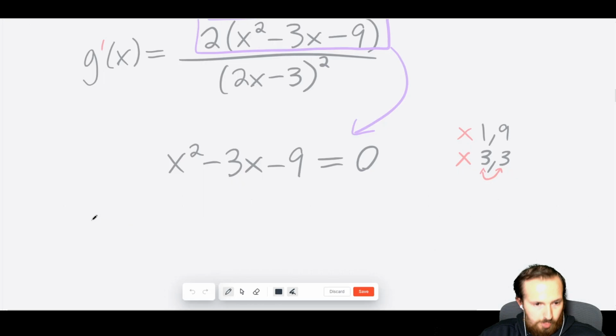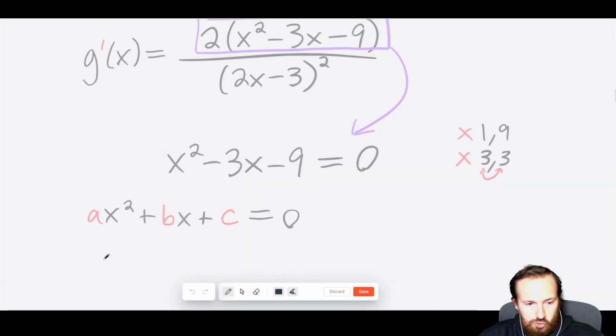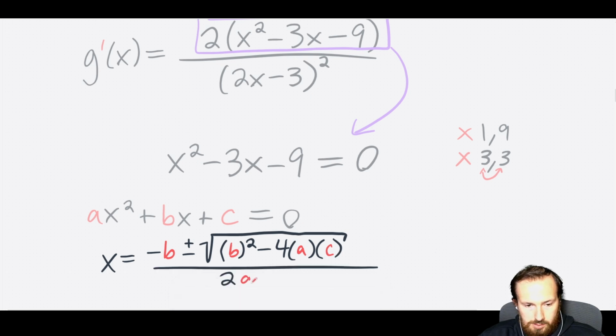Basically, the quadratic formula. Remember, what does the quadratic formula say? It says if you have a quadratic given by a times x squared plus b times x plus c equals 0, if you start off with something like this, basically the solution would be x equals negative b plus or minus the square root of b squared minus 4 times a times c, all over 2 times a.